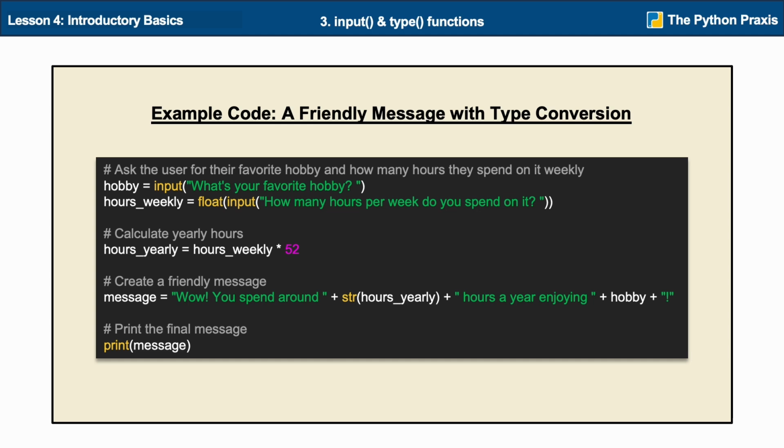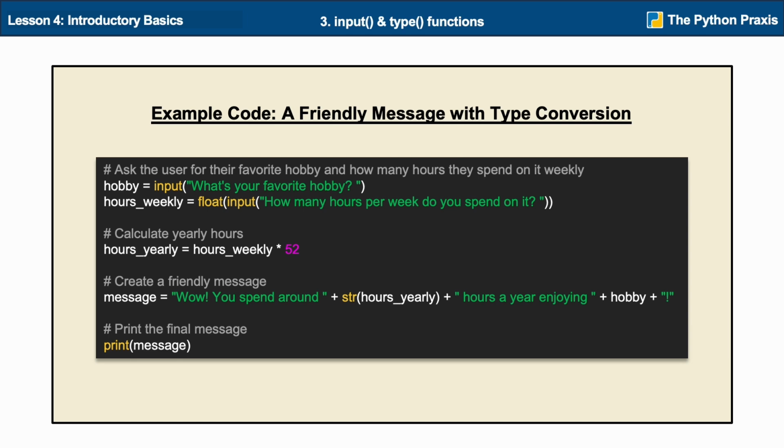Let's combine what we've learned. Here's a simple program. In this, we ask the user for their favorite hobby and how many hours they spend on it weekly. So the code is like this. hobby equals input with the prompt "What's your favorite hobby?" hours_weekly equals float input with the prompt "How many hours per week do you spend on it?"